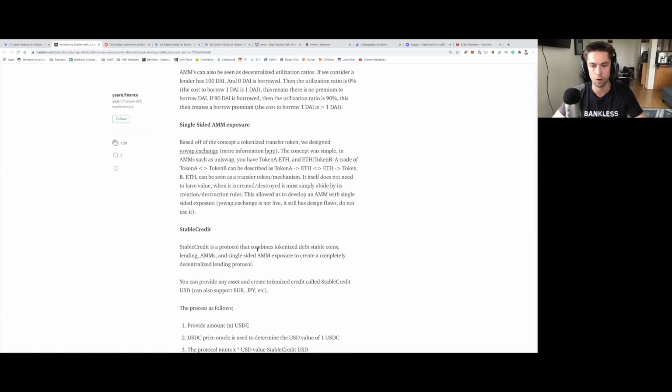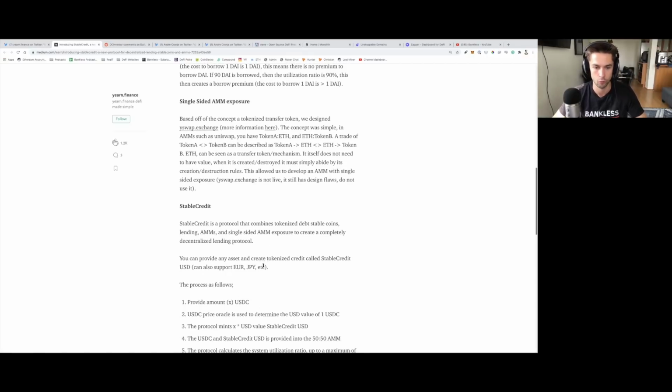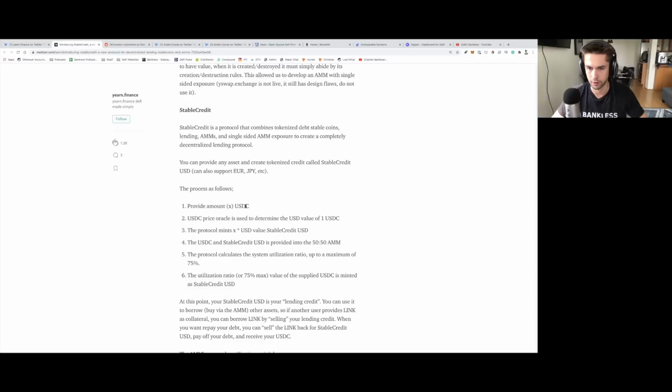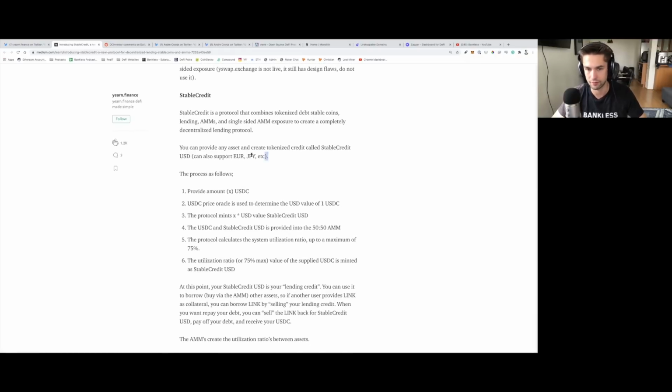Stable credit is a protocol that combines tokenized debt stablecoins, lending AMMs, and single-sided AMM exposure to create a completely decentralized lending protocol. So here's where he gets into explaining stable credit. You can provide any asset and create tokenized credit called stable credit with this process. And the cool thing is it's very similar to Synthetics, where StableCredit USD can actually just be stable credit, insert your asset of choice here, right? USD is just an oracle. He says it also could be the euro or the Japanese yen, or it could be gold, or it could be Bitcoin. It could be stable credit Ether for all I know.